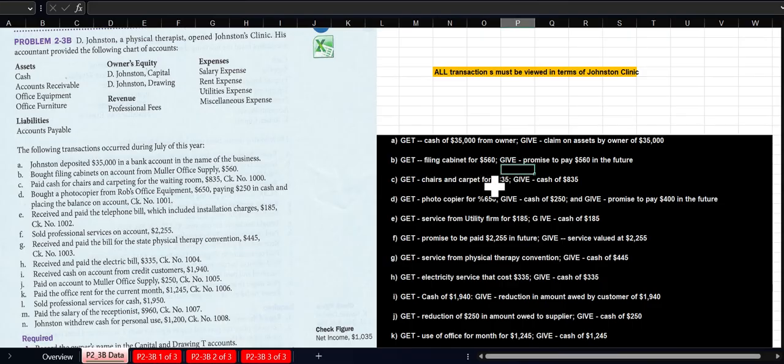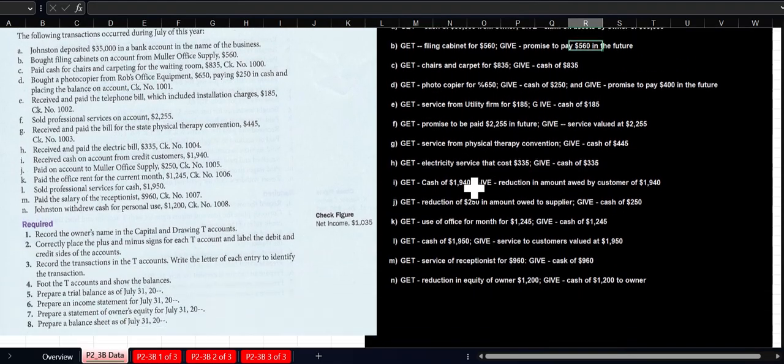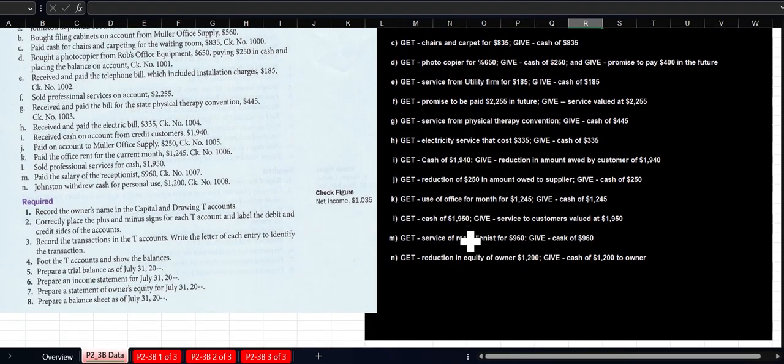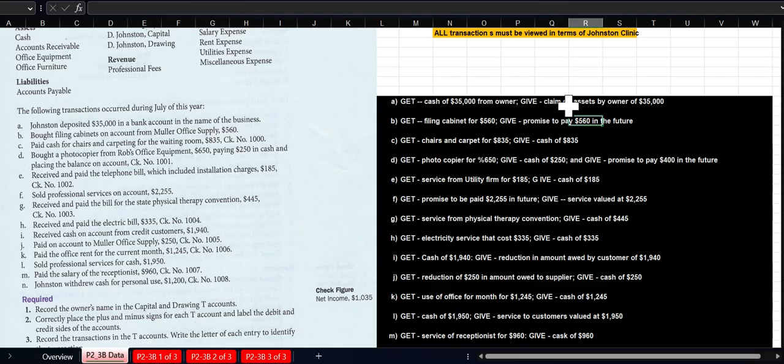So they had a get of $560, and they gave a promise. That's what the business gave. So we had a give of a promise to pay the amount in the future. So again, go through each of these transactions, determine the get and the give, and you would then record the transactions in the account. So let's take a look at how each of these would be recorded.